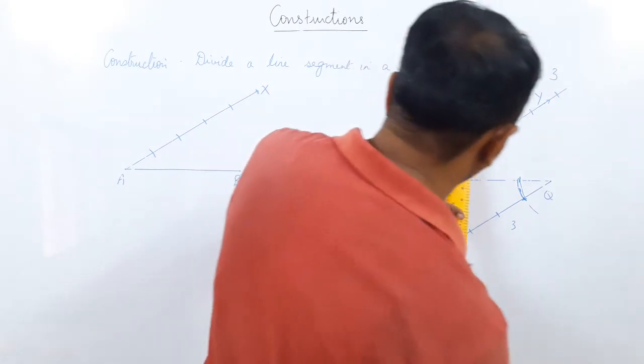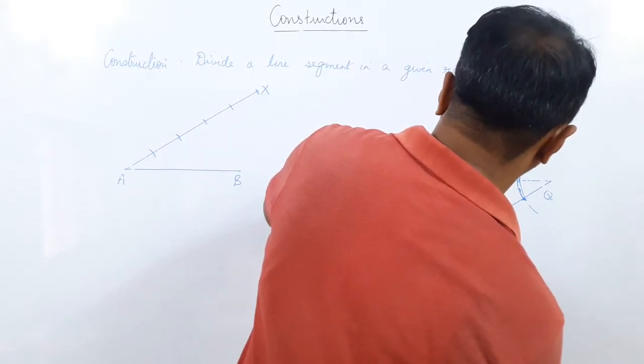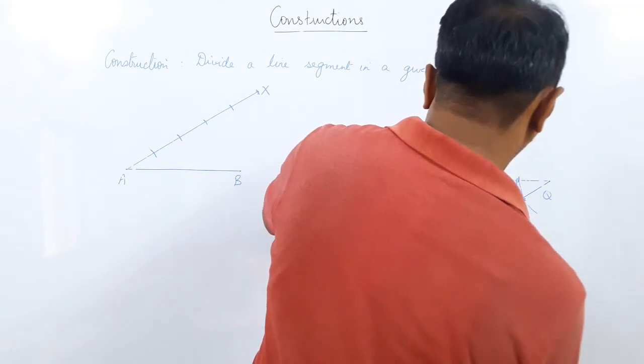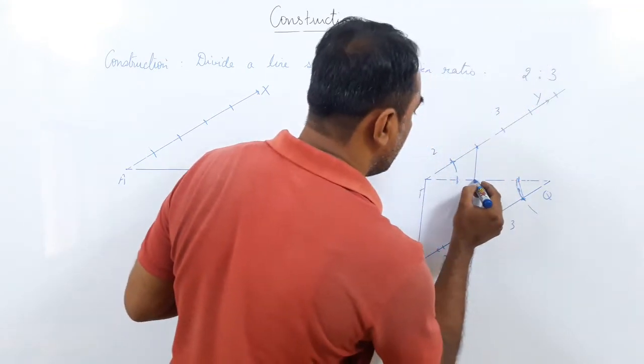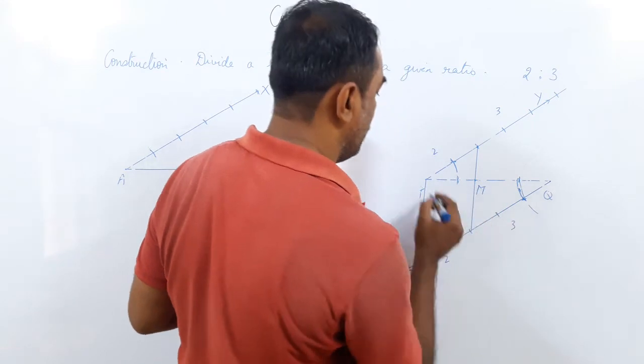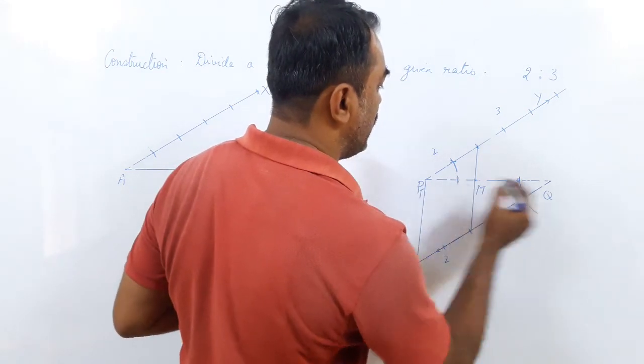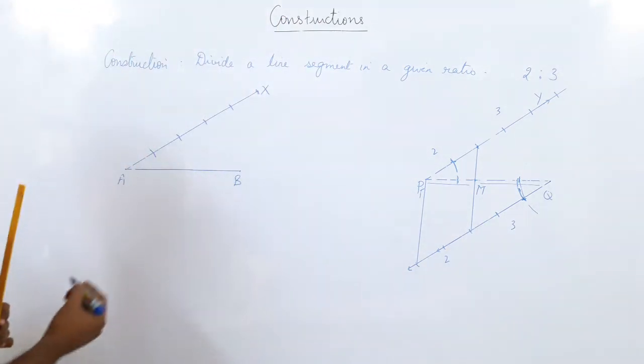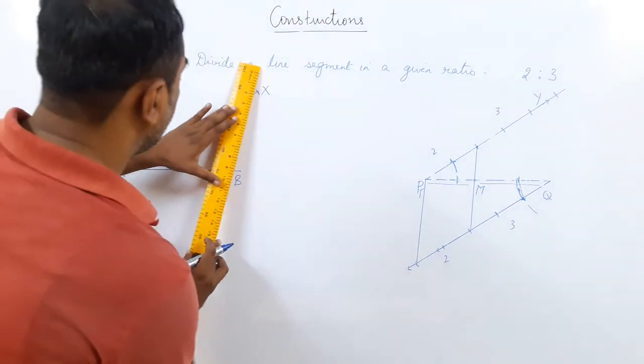So what you have to do is this point, the second point, you join with the second point. So when you do this, you get a point in between here. Let me call it M. So M divides PQ in the ratio 2:3. You can check it out. But here we have to do something else.